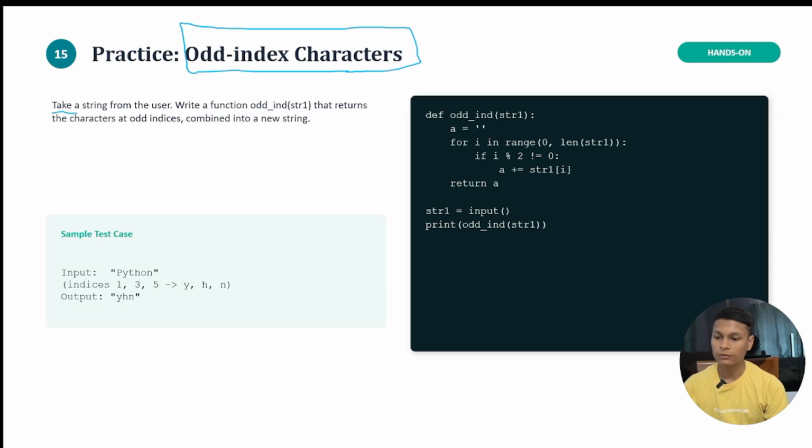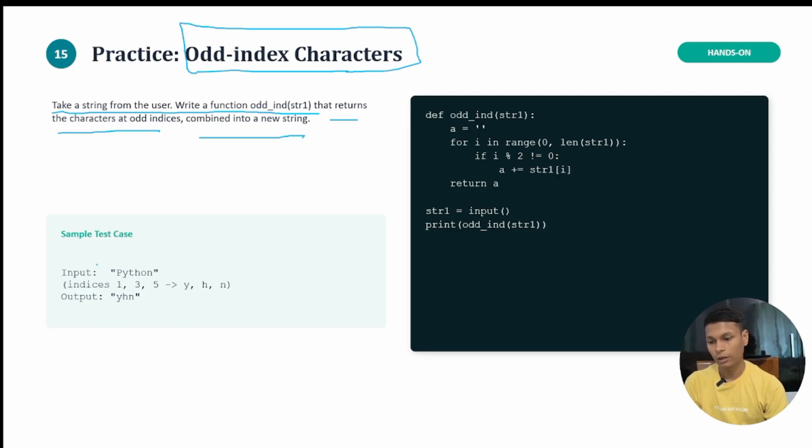For this we are going to take a string from the user. After that we write a function odd_index(str1), where the function name is odd_index and str1 is the parameter. After that, we simply return the characters at odd indices. It is the same question, with only a single difference, which is even and odd. We are going to combine them into a new string.